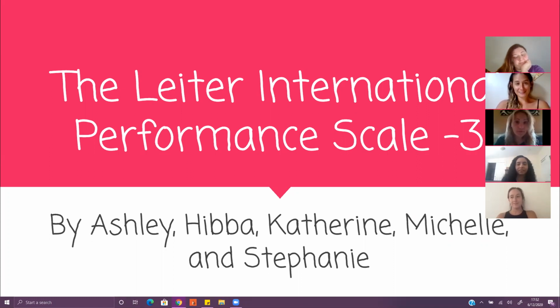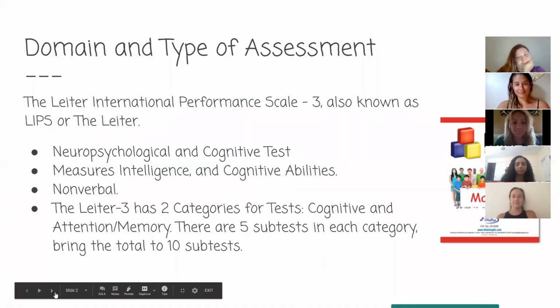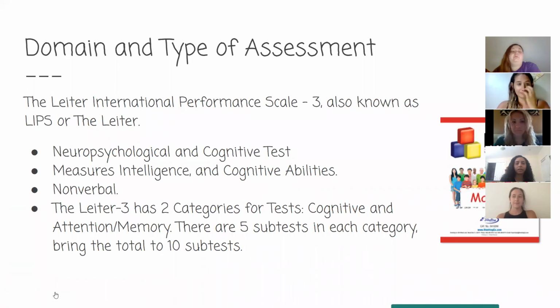Today we're going to talk to you about the Leiter International Performance Scale 3. For the domain and type of assessment, the Leiter International Performance Scale 3, also known as the LIPS or the Leiter, is a neurological and cognitive test. It measures intelligence and cognitive abilities. It's a nonverbal assessment, and the Leiter-3 has two categories for tests, cognitive and attention memory. There are 5 subtests in each category, which brings us to 10 subtests.